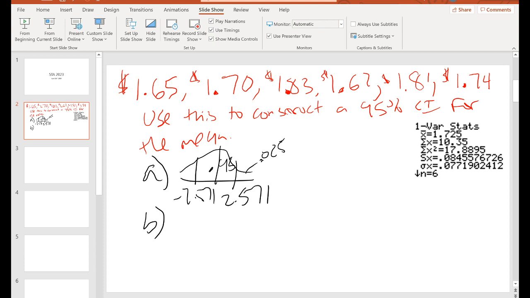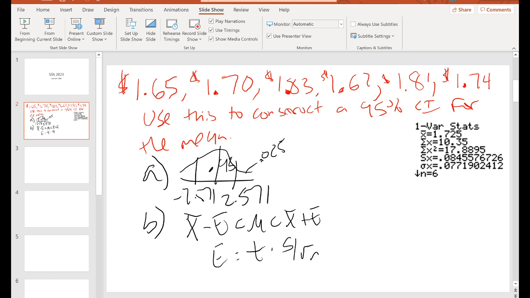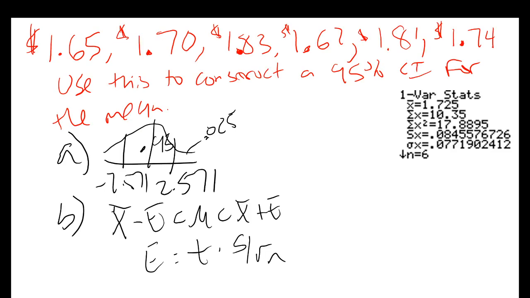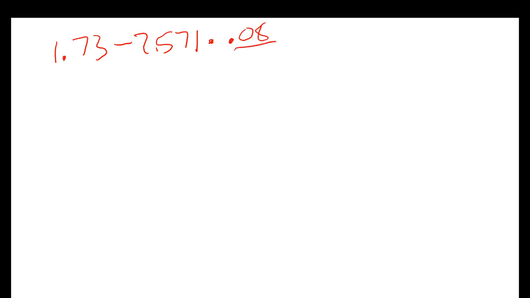Part B is knowing the formula. Formula is x bar minus e is less than mu, which is less than x bar plus e, where e is equal to t times s over the square root of n. Now, I'm going to go ahead and jump to the next slide. We're going to use 1.73 minus 2.571 times 0.08 divided by the square root of 6 is less than mu, which is less than 1.73 plus 2.571 times 0.08 over the square root of 6.